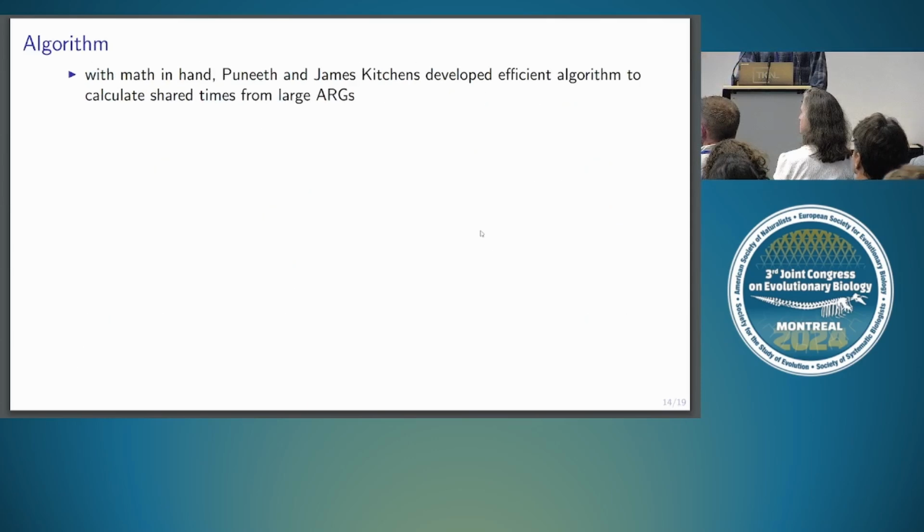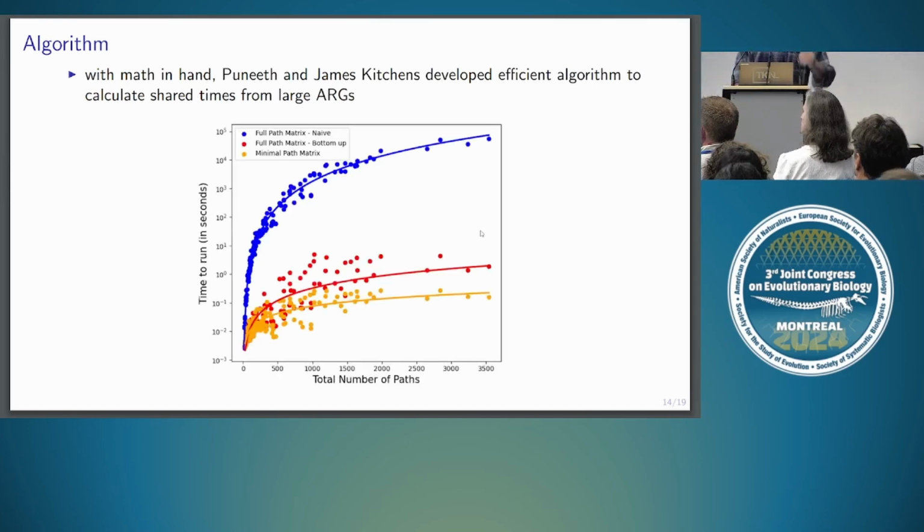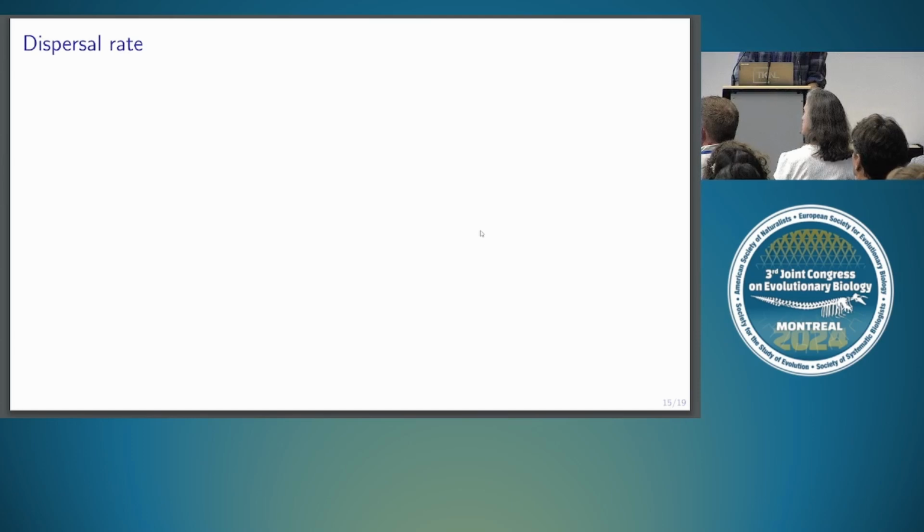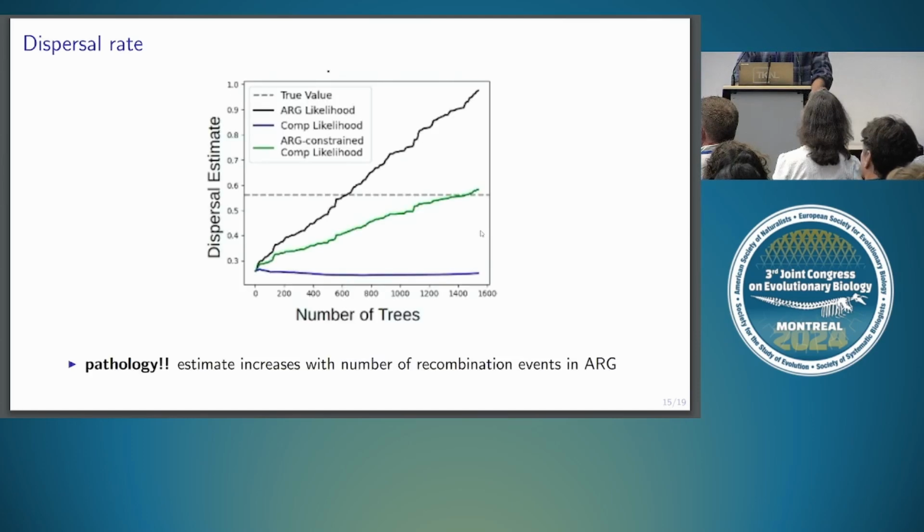And so everything seemed great. We teamed up with James Kitchens in Graham Coop's lab to develop an efficient algorithm. These ARGs get pretty big and unwieldy, and calculating the shared times of all lineages becomes a bit of a mess. But Puneeth and James figured out some very clever ways to get this down from hundreds of thousands of seconds to less than a second by doing things in a smart way. So we have it all figured out, but then we attempted to apply it to dispersal rate.